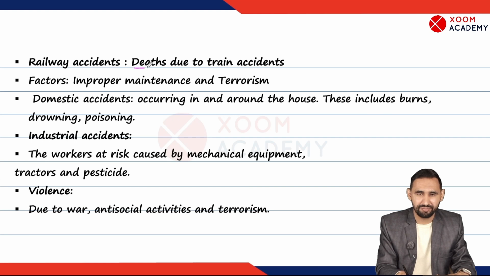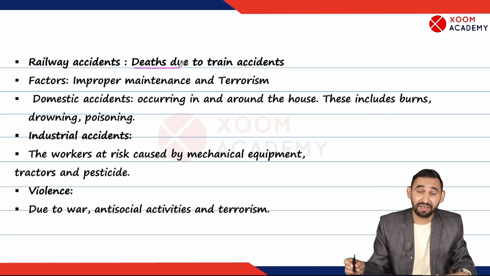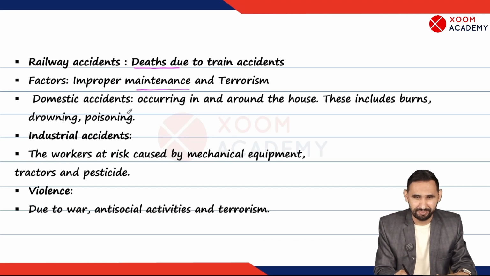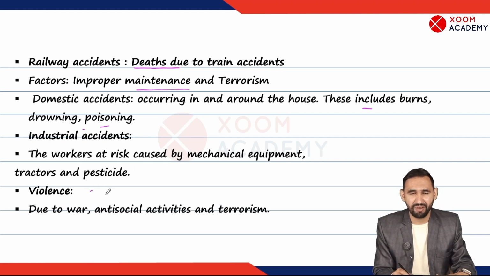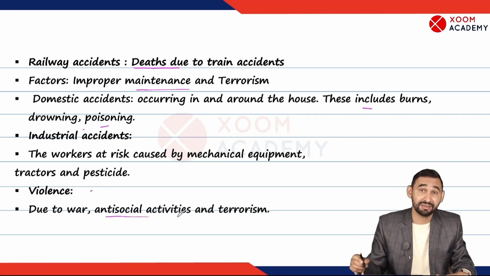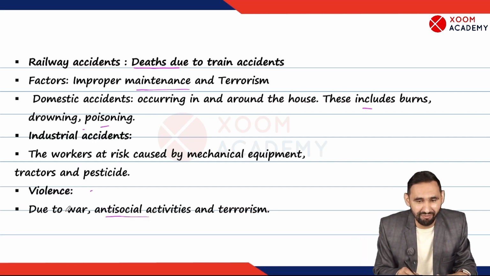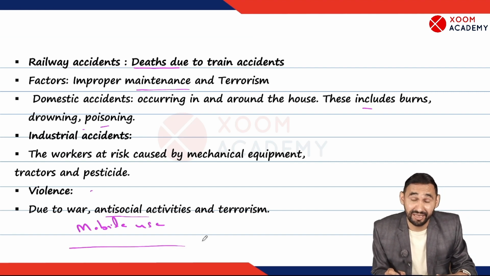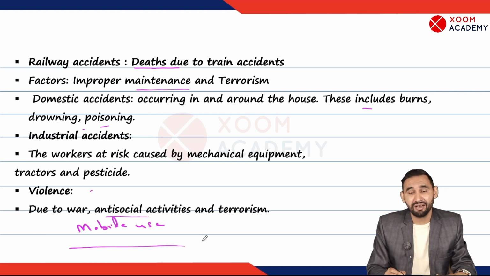Railway accidents. There are train accidents. Train accidents are common due to lack of maintenance. Terrorism. There is drowning, there is poisoning, there are also accidents. Burning. Burning in industries is also an accident. Industrial accidents are common. And violence, domestic violence. Wars are common, they are leading to accidents. Plus, nowadays, use of mobile phones during driving is contributing towards accidents. They are increasing the incidence of accidents and the incidence of disability.